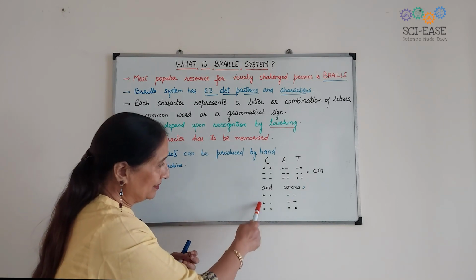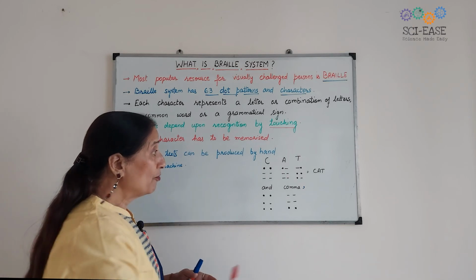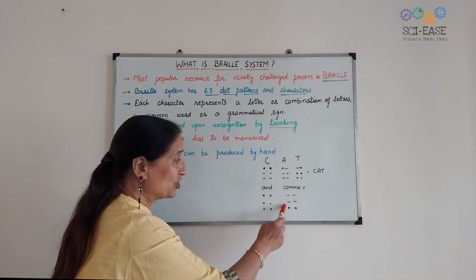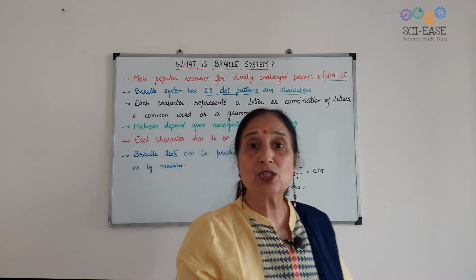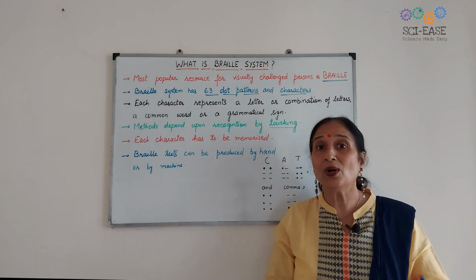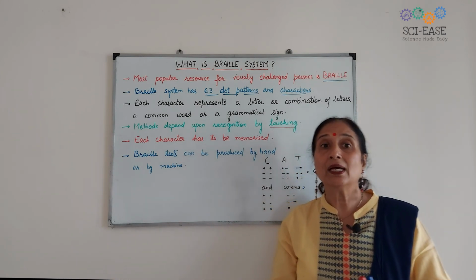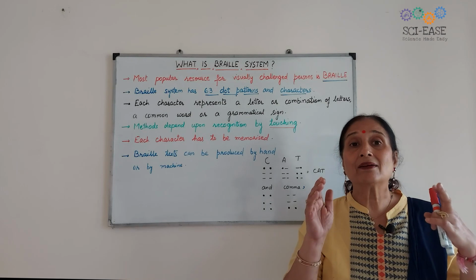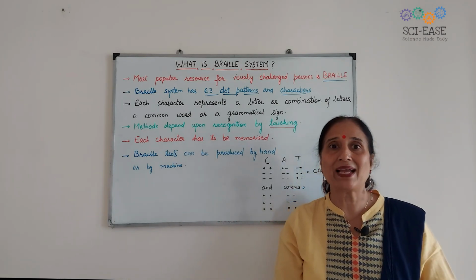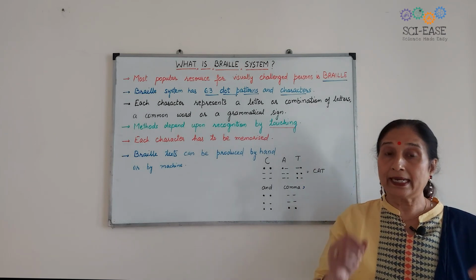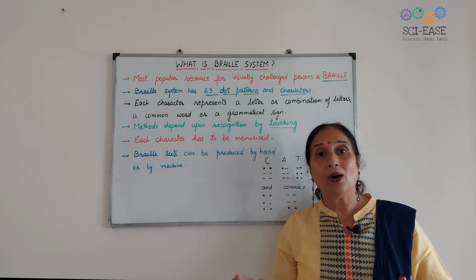For "and", such a pattern is there. For a comma, such a pattern is used. So for mathematics also, for scientific notation also, various patterns or characters are used, and it is a must that visually challenged persons memorize them. They have to memorize the characters. Then and only then can they read or write.